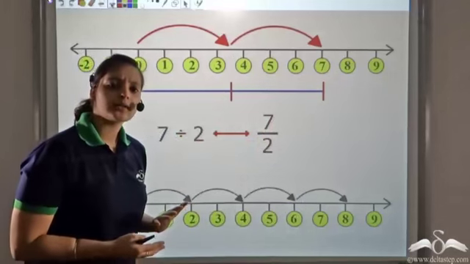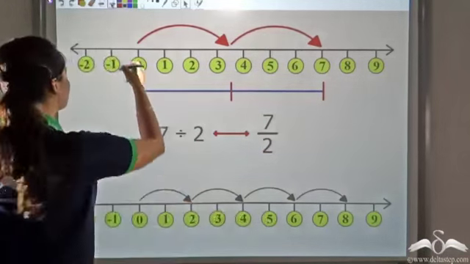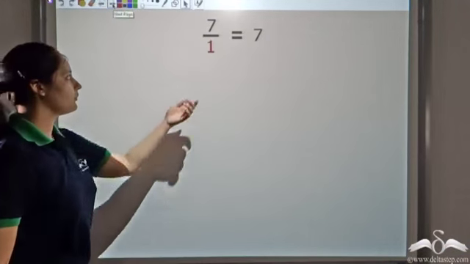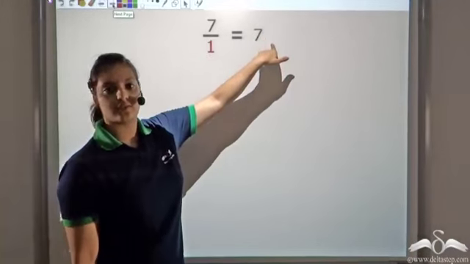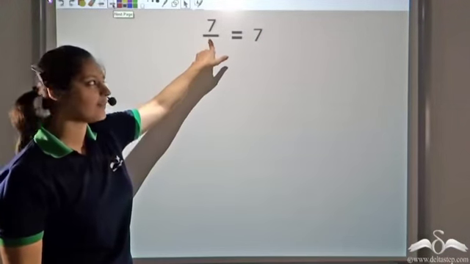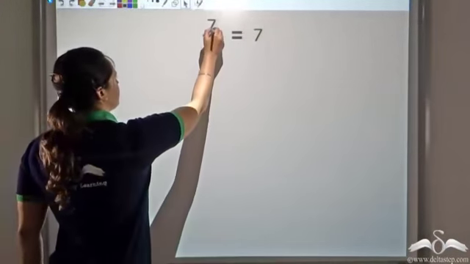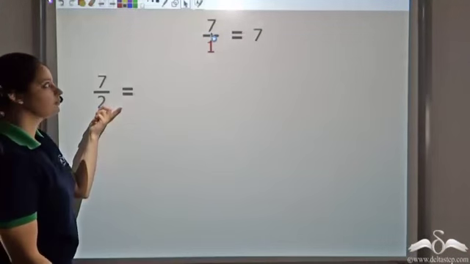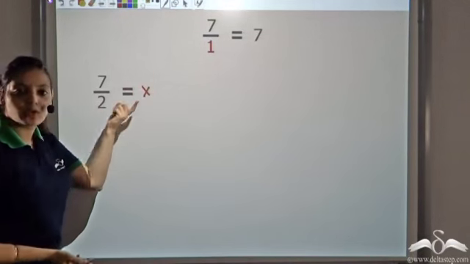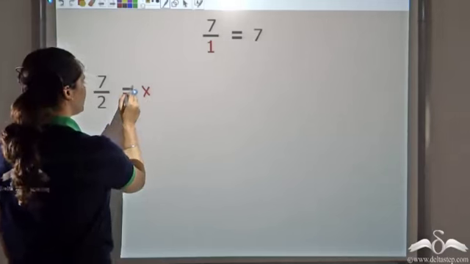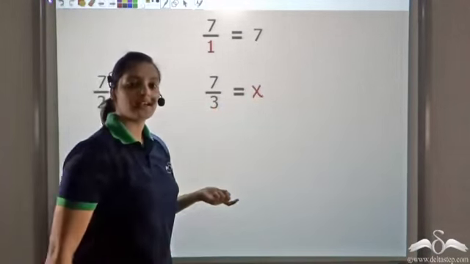Now what are all the numbers that actually divide 7 evenly? Let's try to see that. So I start with 1. 7 divided by 1 gives me 7. So 1 is evenly dividing 7. I have a result which is an integer. Let's say 7 by 2. No. I do not get an integer. What about 7 by 3? Cannot represent this by an integer again.